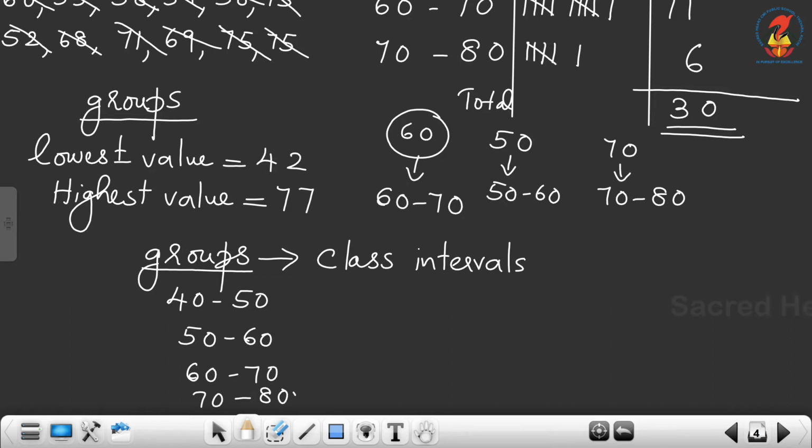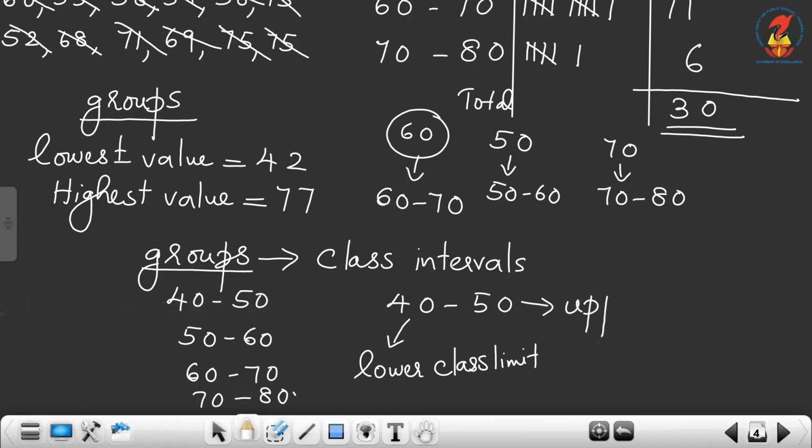Then look at the class interval 40 to 50. This 40 is known as the lower limit of the class interval, or lower class limit, and 50 is known as the upper class limit.